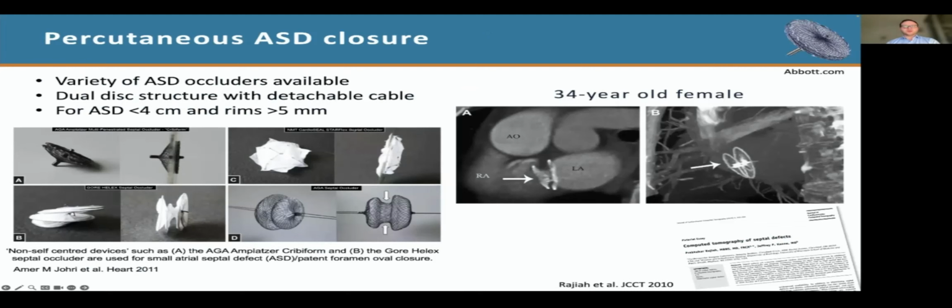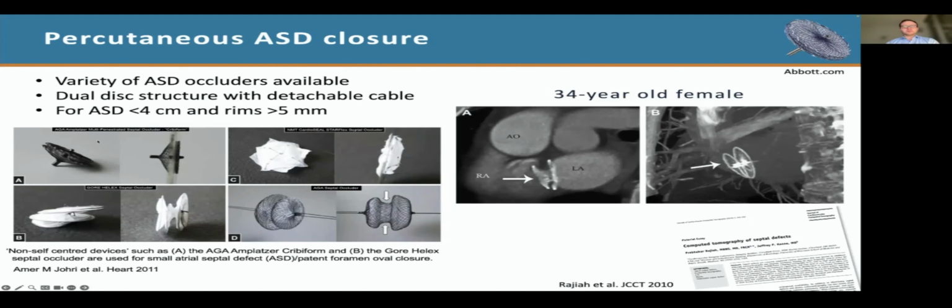Let's talk a little bit about percutaneous ASD closure, which is becoming increasingly popular due to its minimally invasive nature. At the center of this procedure is the ASD occluder, this device. There is a variety of these devices. They usually have dual discs, so you can see these 2 discs pretty much in all of these types of devices. And they all have detachable cables, so introducers and sheaths, with which you can get it into place. It can be used for ASDs that are usually smaller than 4 centimeters with rims larger than 5 millimeters.